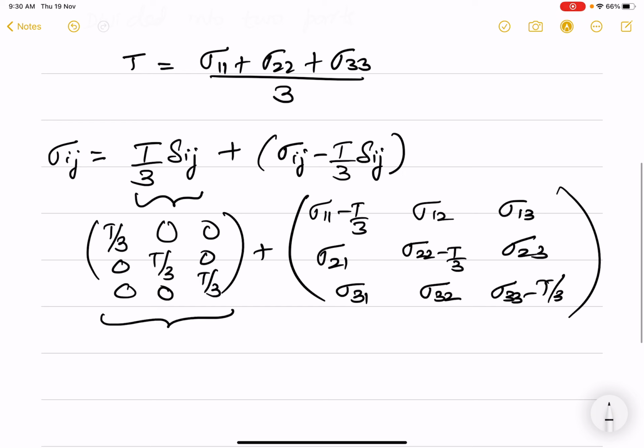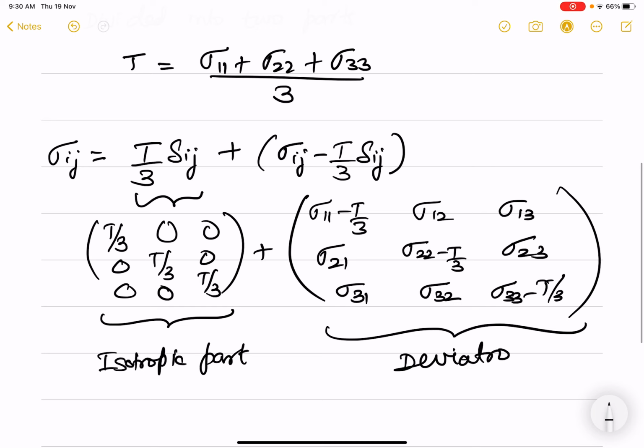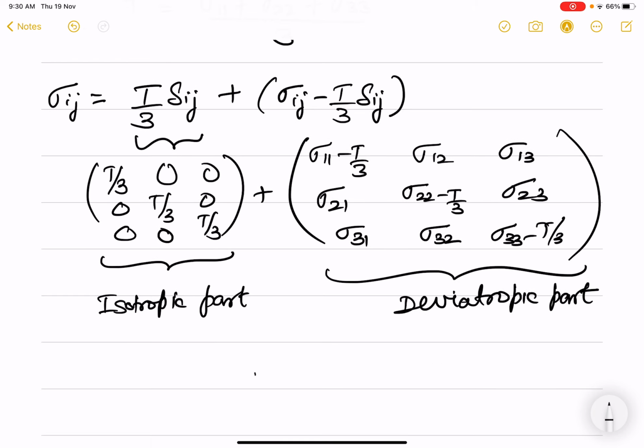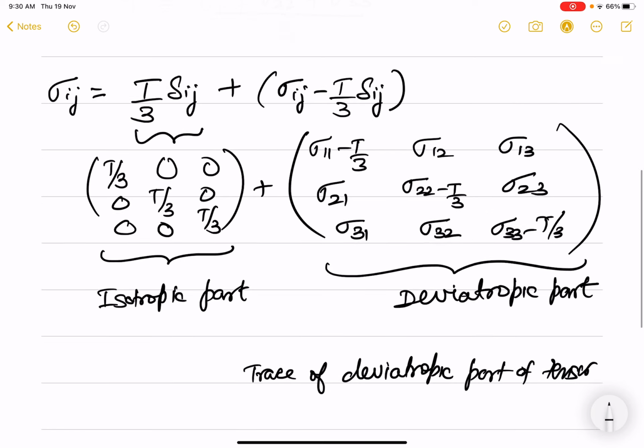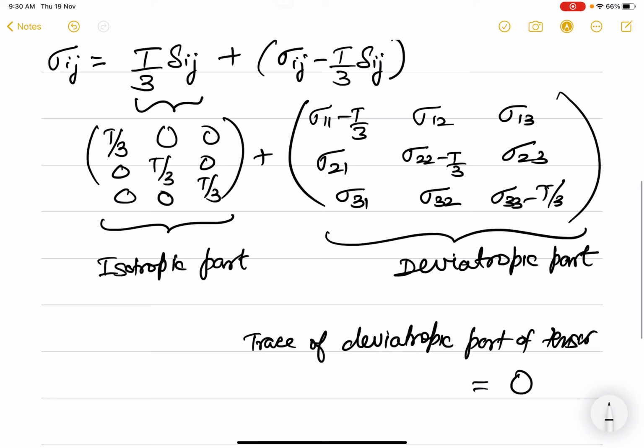Now the first part is called the isotropic part, and the second part is called the deviatoric part of the tensor. And one thing you will realize is that the trace of the deviatoric part of the tensor will always be 0, and you can verify this. This just goes by the way we have defined it.